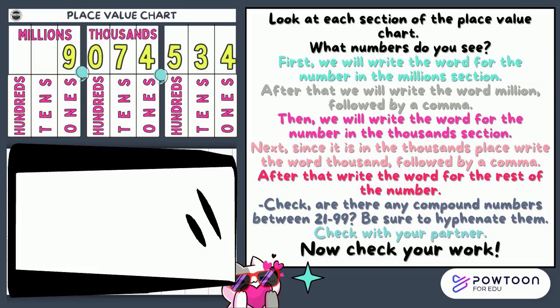Look at each section of the place value chart. What numbers do you see? First, we will write the word for the number in the millions section. After that, we will write the word for million followed by a comma. Then we will write the word for the number in the thousands section. Next, since it is in the thousands place, write the word thousand followed by a comma. After that, write the word for the rest of the number.